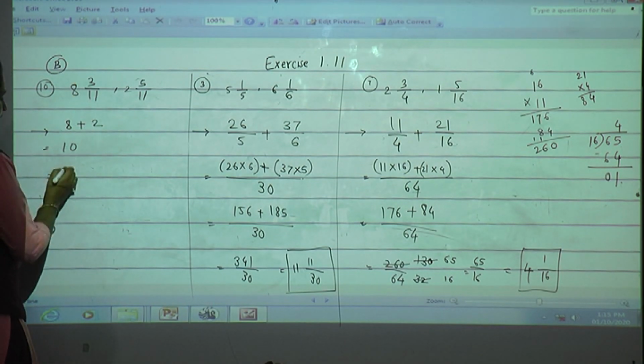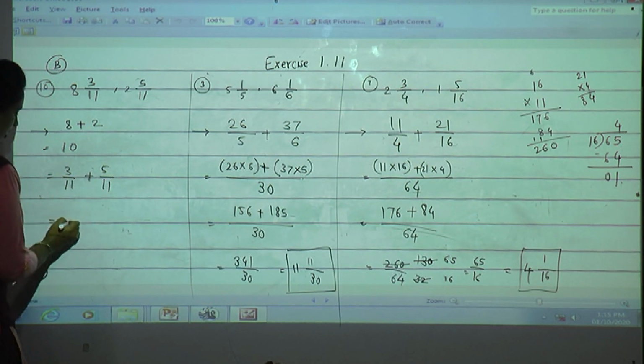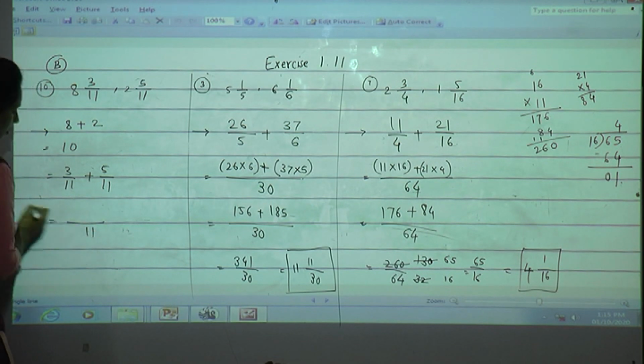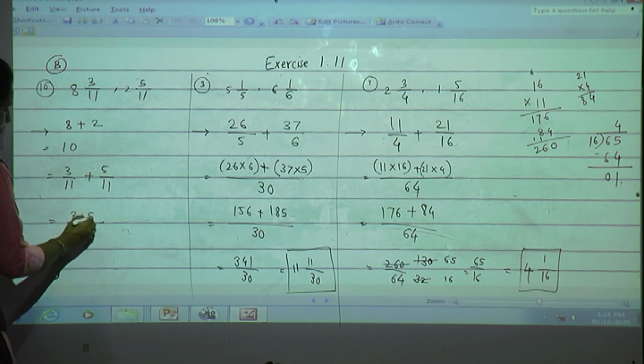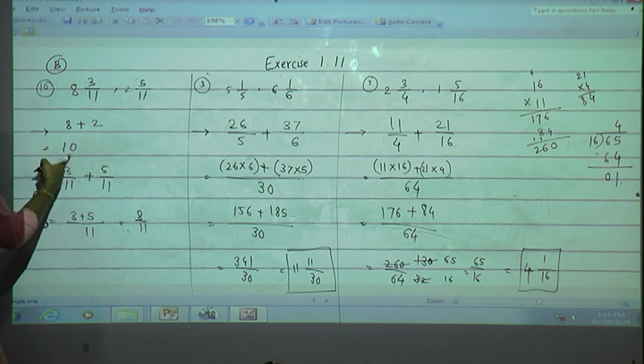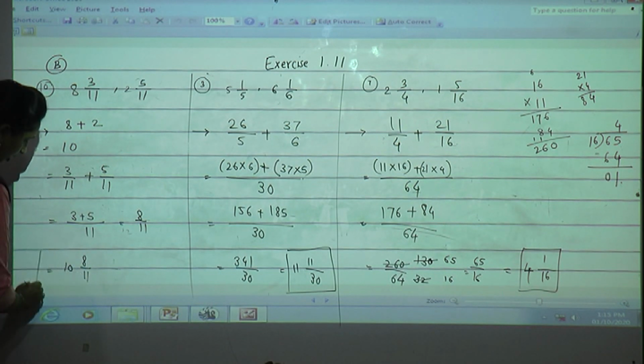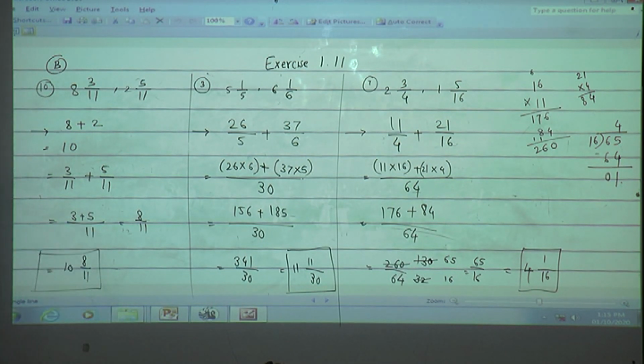Now what is remaining? 3 divided by 11 plus 5 divided by 11. Now the denominators are same, so write only once. 3 plus 5 is 8 by 11. So the answer is 10 and 8 by 11. Understood? Clear? Yes? Very good. Now we will solve the C question.